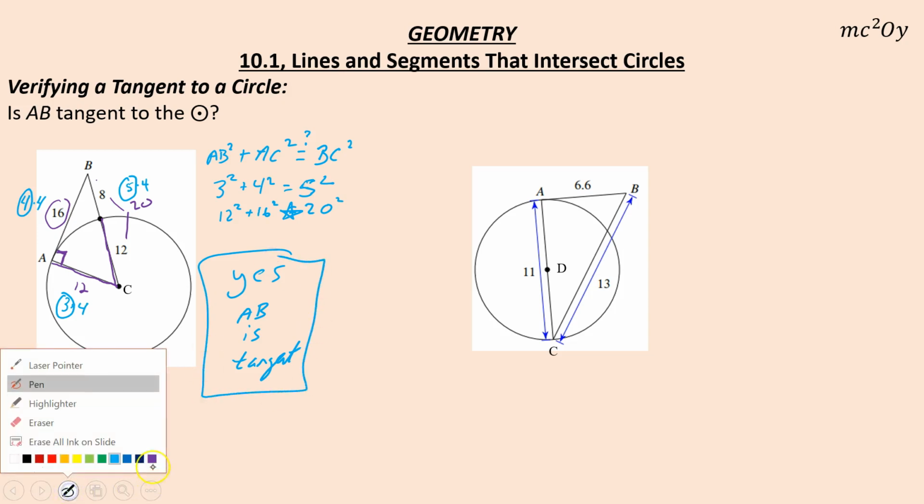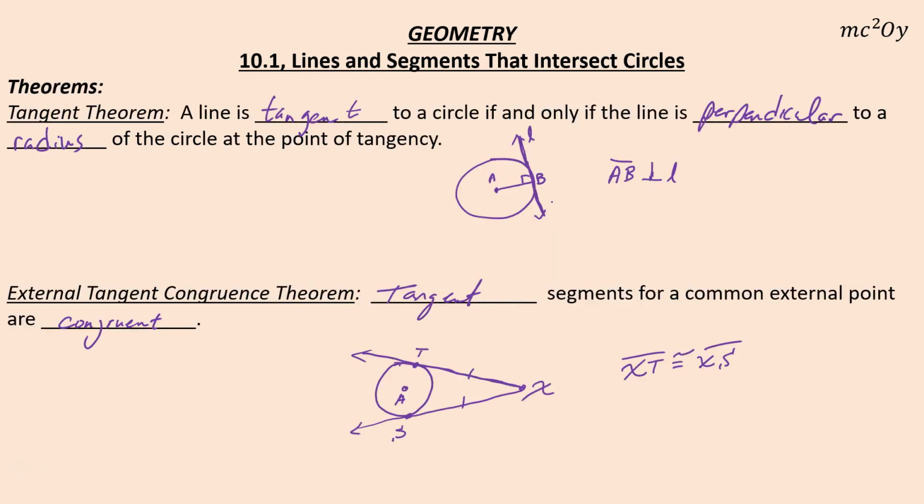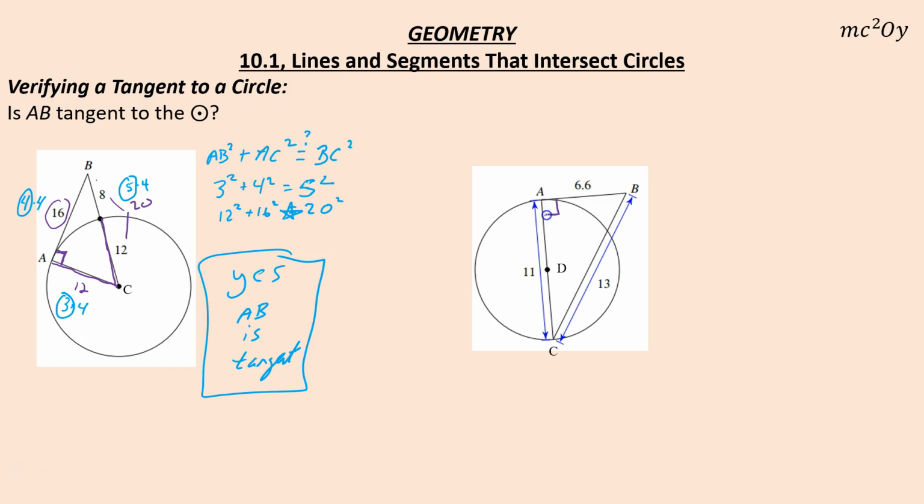Well, taking a look at the next one. Is AB tangent? Do we have a right angle there? Well, AB squared plus AC squared would have to equal BC squared. We don't have a Pythagorean triple this time, so let's check it out. So we know that 6.6 squared plus 11 squared would have to equal 13 squared.